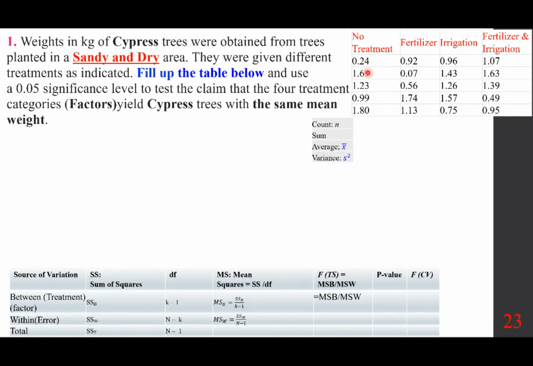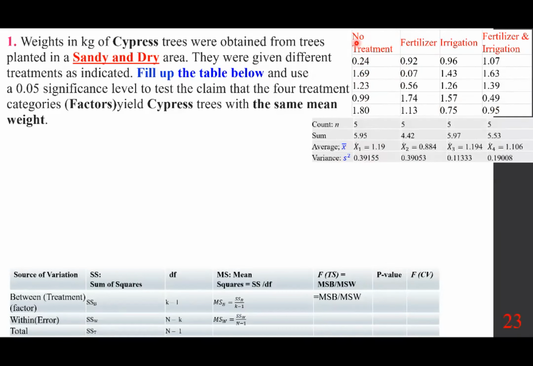The sum, you just add them up. You can divide by 5, and it gives you the X bar for this group, and the same thing you do for the next and the next and the last one. Finally, you calculate the variance for each group, all of which basically are done by technology. So just as an example, the first group with no treatment has a count of 5 with a sum of 5.95. That means 0.24 plus 1.69 plus 1.23 plus 0.99 plus 1.8. That's the meaning of it.